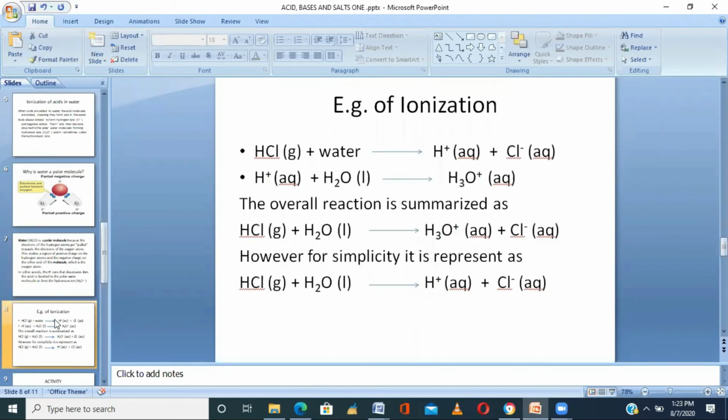Good. So let's look at the example of ionization. Remember we say that ionization is when this acid breaks apart in water to form ions. Isn't that so? So if we look at hydrochloric acid here, for example, and I spelled out the word water there. Let's think about it being dissolved in water. It's going to break apart to give you H positive ions.